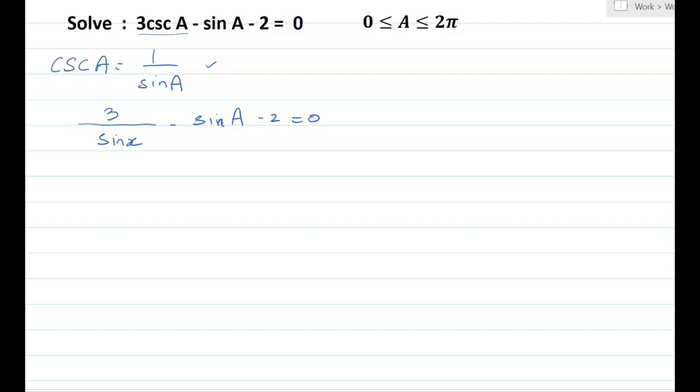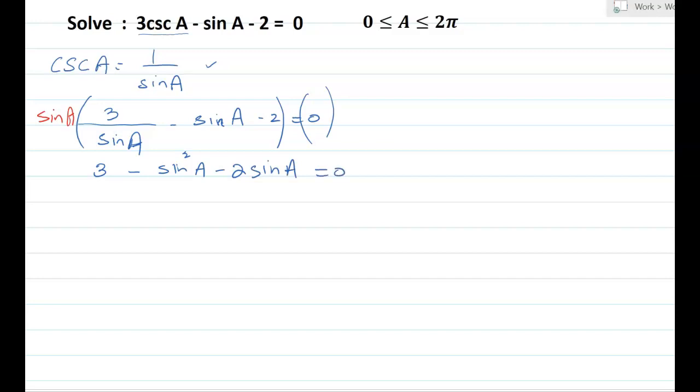And to solve this, let's multiply both sides by the lowest common denominator, which is going to be sine A. And by the way, this is supposed to say sine A, not sine X. Just get used to that. Here we go. When we do this, what are we going to get? We get 3 minus sine square A minus 2 sine A, set that equal to 0.